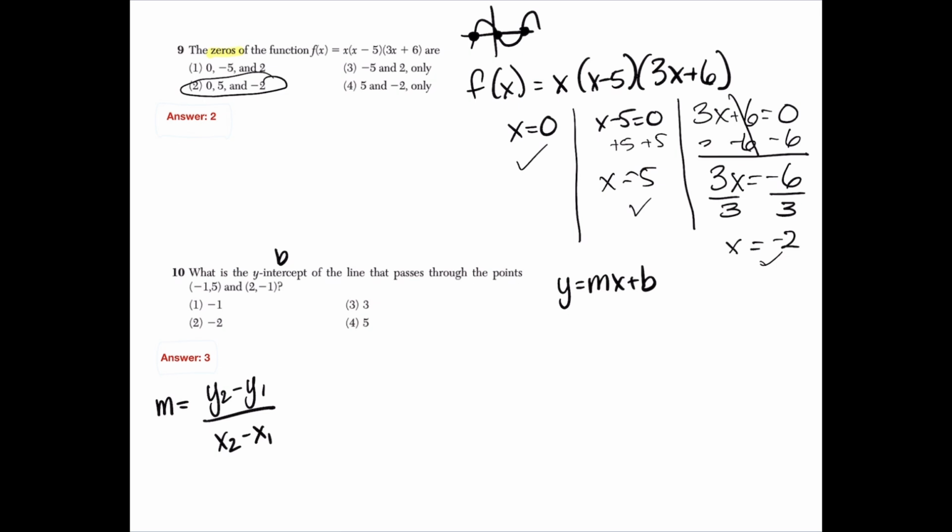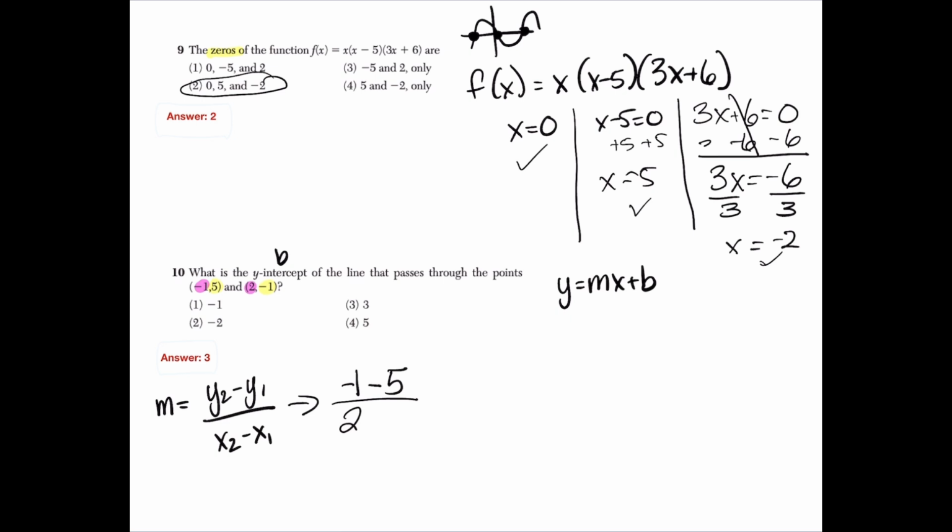So we're going to start by using the slope formula, and I'm going to put in my points. So y2 is negative 1 minus 5. So where am I getting those? Here's y2, here's y1, and I'm subtracting them. And now I'm going to do the same thing with x2 minus x1.